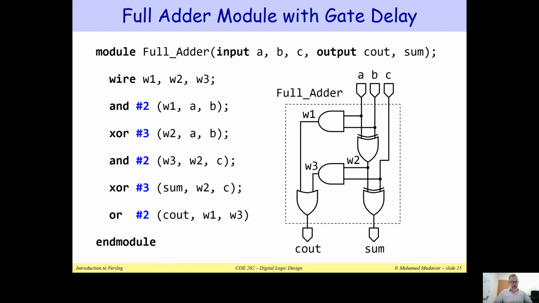This is a full adder module with gate delay. The same full adder module that we have seen in the previous slide. I just added gate delays. So notice that the AND here has a delay of 2 nanoseconds. The same thing here. The OR has a delay of 2. The XOR has a delay of 3 nanoseconds. So this is good if you would like to simulate the delays inside the gates, and this will also give you the delay in the circuit.